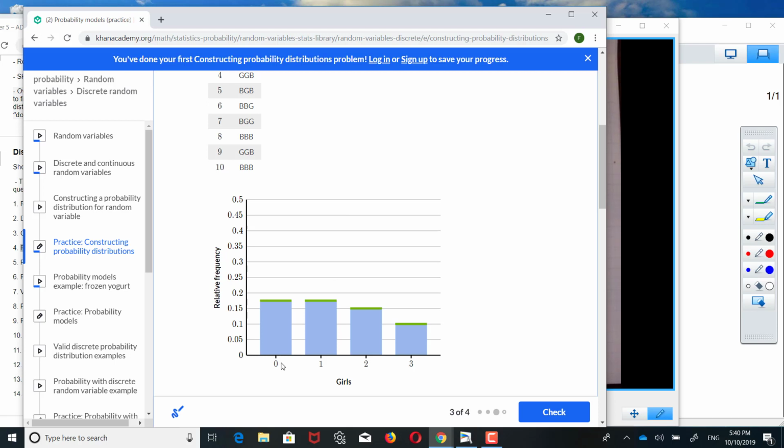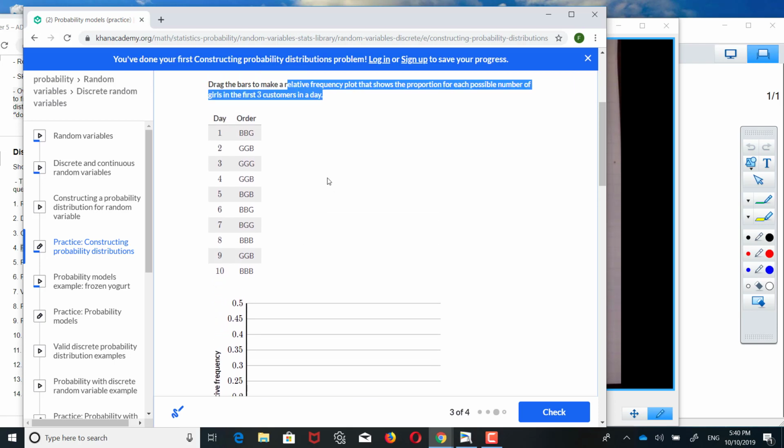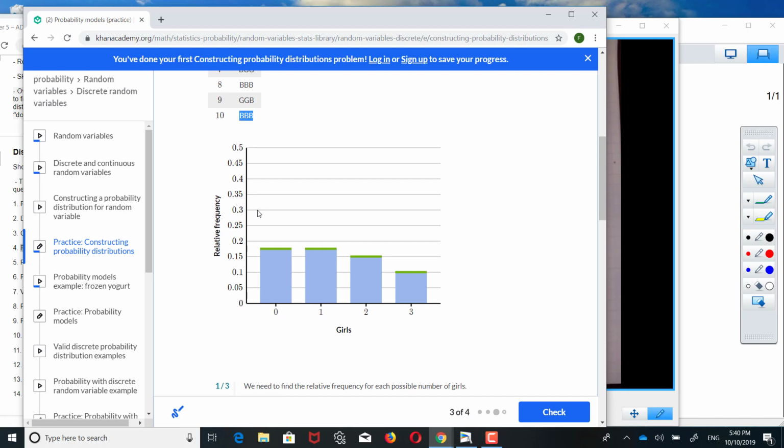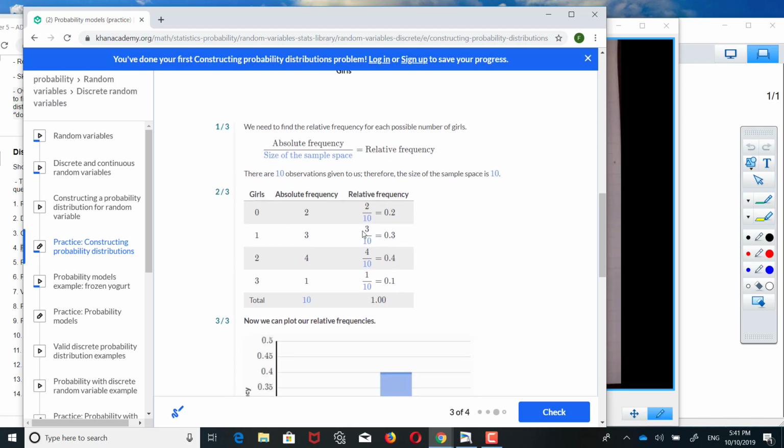So what does it mean when there are no girls? That means BBB. Okay, there is a BBB, that means there is no girl, so the number of girls is equal to 0. We have 2 cases out of 10, so the probability is 20%. By the way, as you can see in this table, I clicked the hint link. It shows this hint: when 0 girls, it's 20%.